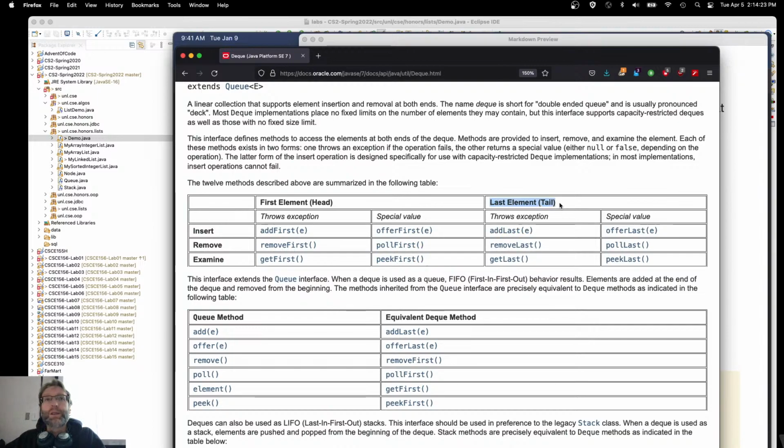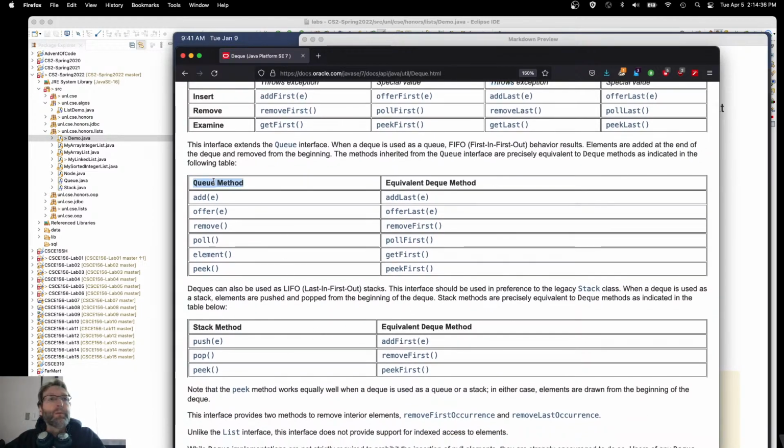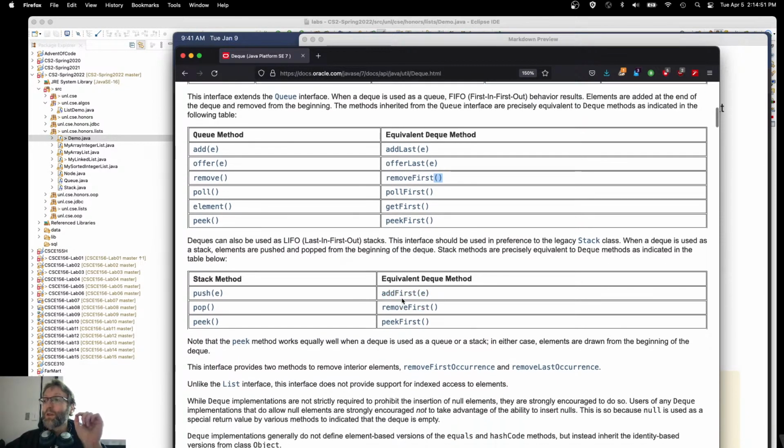Likewise, if you want to operate on the tail end, then it's addLast, removeLast, getLast, or offerLast, pollLast, or peekLast, depending on whether you want a special value or an exception to be thrown. So if you're looking for a queue, all of these methods have an equivalent DEQUE method. Offer is just offerLast. Remove is removeFirst. It's operating at two different ends efficiently. If you want to push and pop, you use addFirst and removeFirst. Of course, those are just suggestions. You could always work at the other end if you wanted to, as long as you're consistent about it.